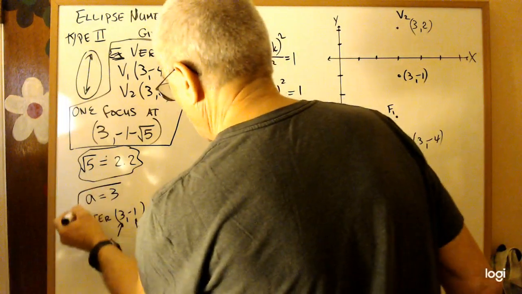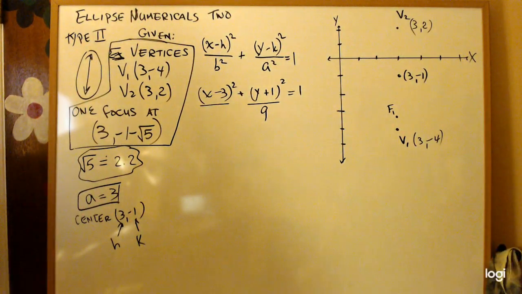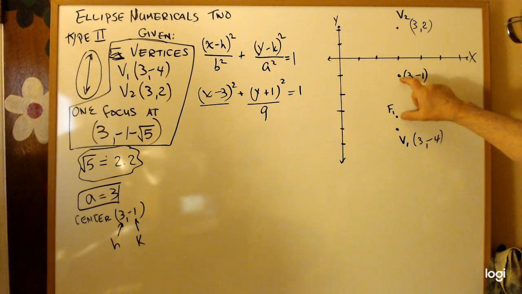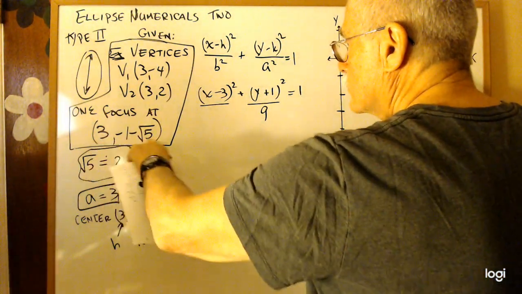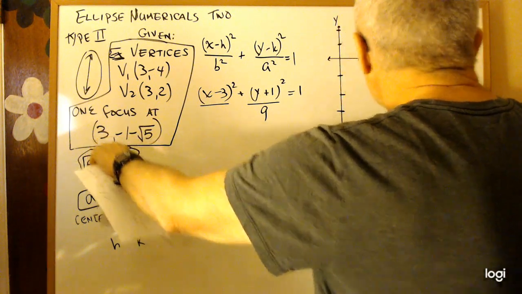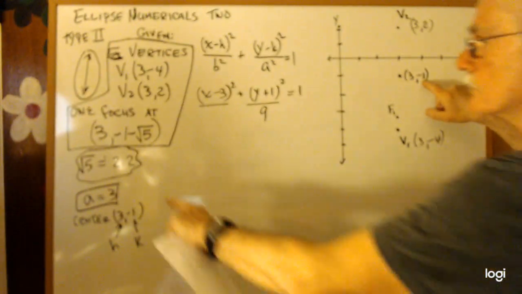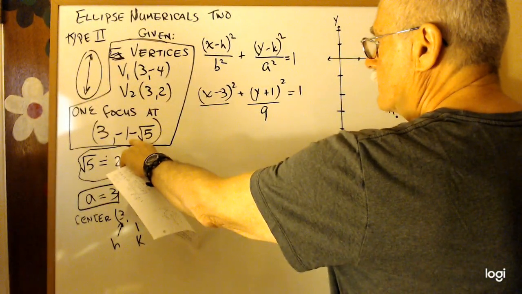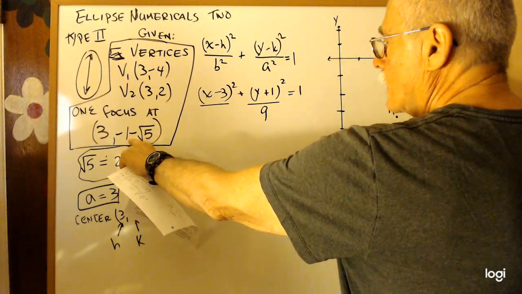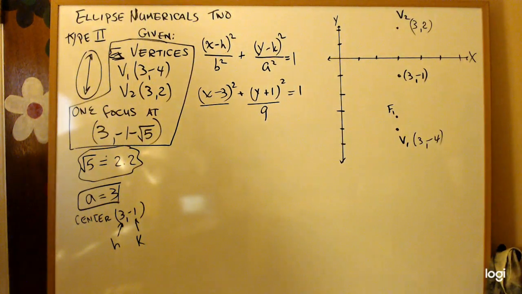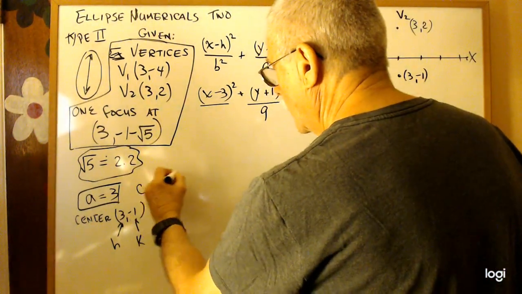Now, we know A is 3, okay? And if this is the center, then this length here represents C. Okay, so as you can see, a little joke, looking at the coordinates of the focus, the 3's are the same. So what we're looking at is the difference between the y values. Both start with a -1. We're counting down radical 5. So C is therefore radical 5.